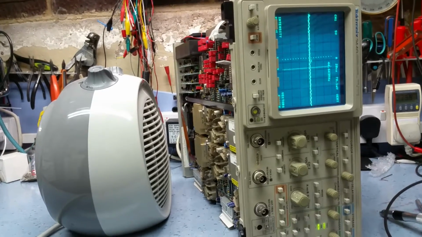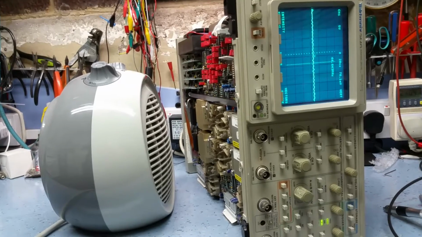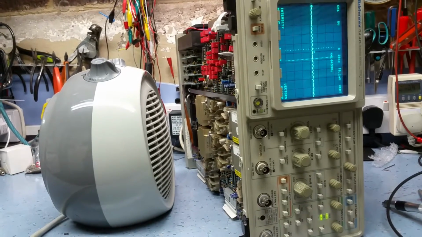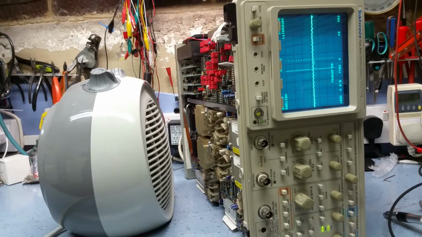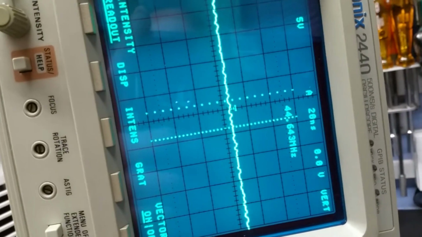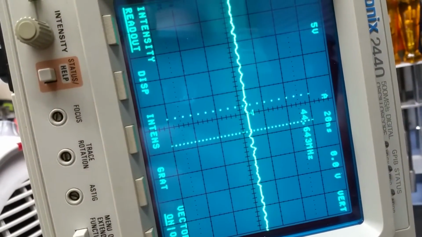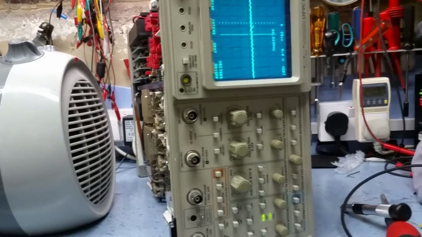Just having a look at the oscilloscope this evening. I did the calibration on it and it's working fine. There's not a problem with that. But there is an ongoing problem I have with the display. I don't know if you can see the display there. You see that there's noise on the display all the time, and what I'm trying to track down is what the hell's going wrong with it.